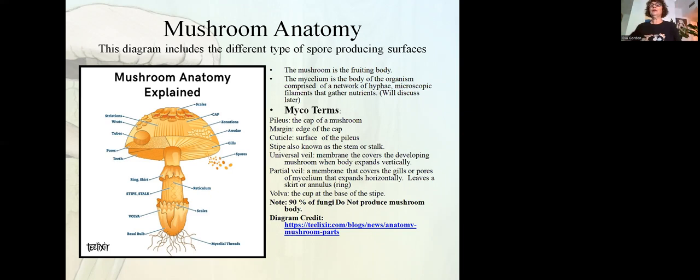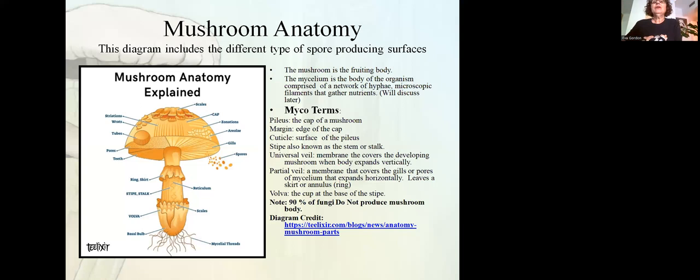And it will expand vertically and then slough away. The partial veil is a membrane that covers the gills or the pores up here, again, to protect it until it's ready to release the spores. And sometimes you have a remainder of that partial veil, and it's usually called the skirt, the ring, or in Latin, the annulus.